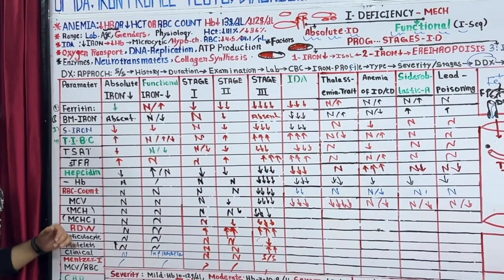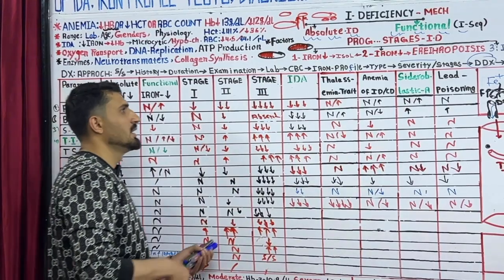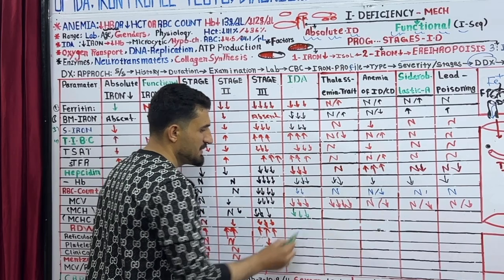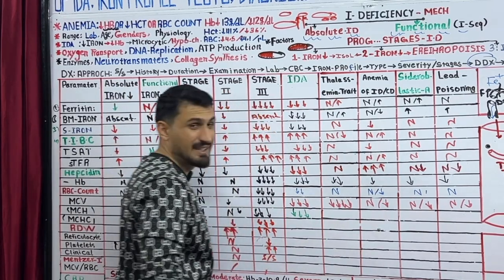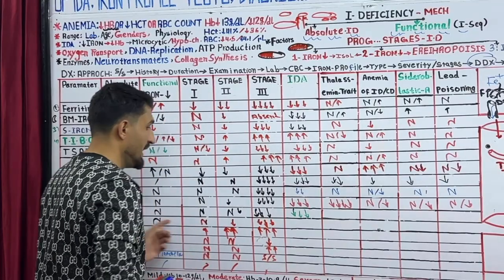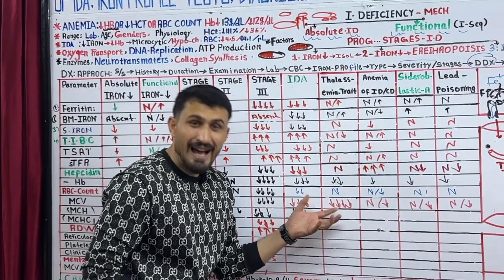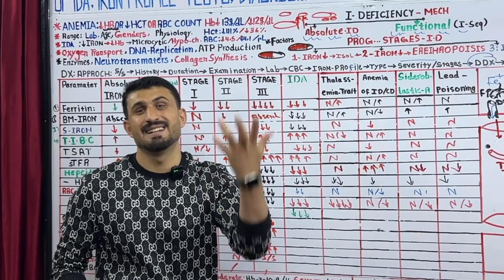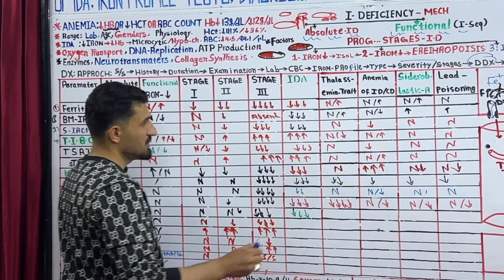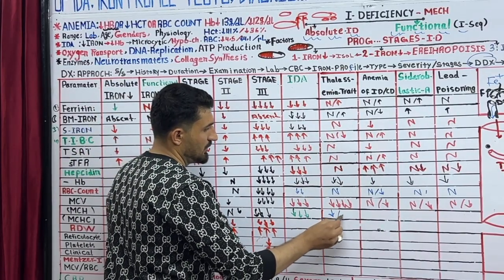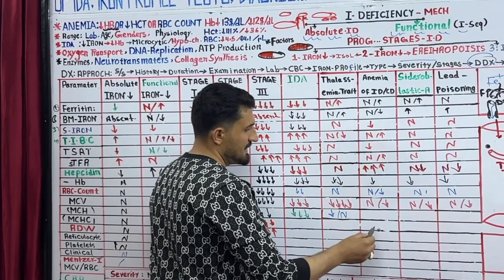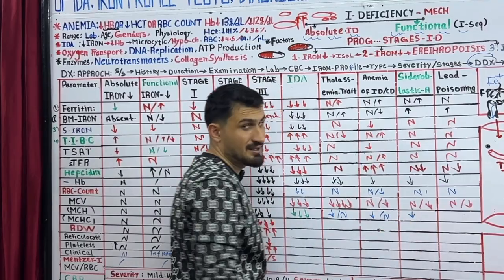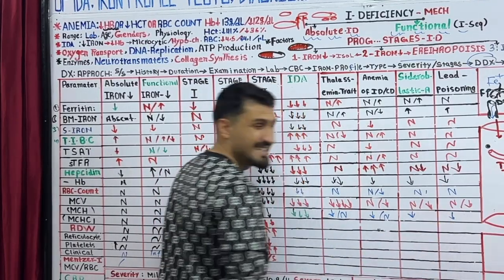Now about mean corpuscular hemoglobin, or MCH. Here in iron deficiency anemia, we cannot produce enough hemoglobin, so mean corpuscular hemoglobin decreases. In thalassemia, listen to me carefully. Inside the RBC, we have hemoglobin, but this hemoglobin is not functionally correct. So here most of the time it decreases or it might be normal. In anemia of chronic disease, it also decreases or it might sometimes be normal. In sideroblastic anemia, it decreases because I cannot make hemoglobin. In lead poisoning, it decreases.